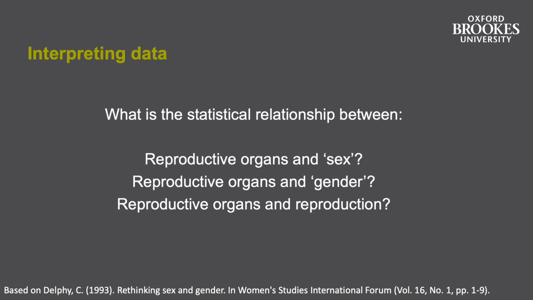We might ask ourselves, what is the statistical relationship between female reproductive organs and sex? We could say that this is a strong relationship because sex is a matter of biology. We could then ask ourselves the same question in relation to having female reproductive organs and gender. And here, the relationship is less strong than with sex, because gender is socially constructed.